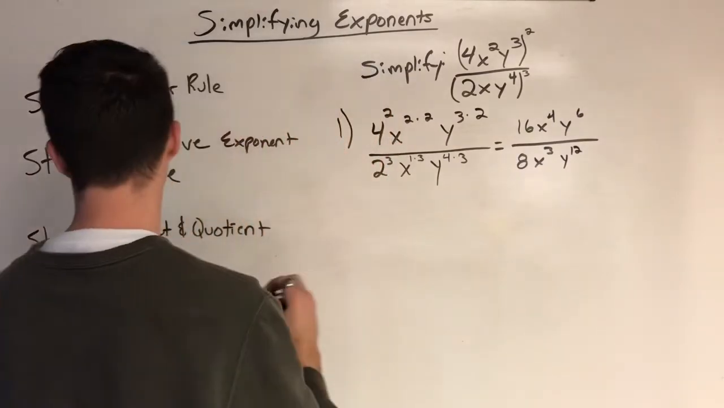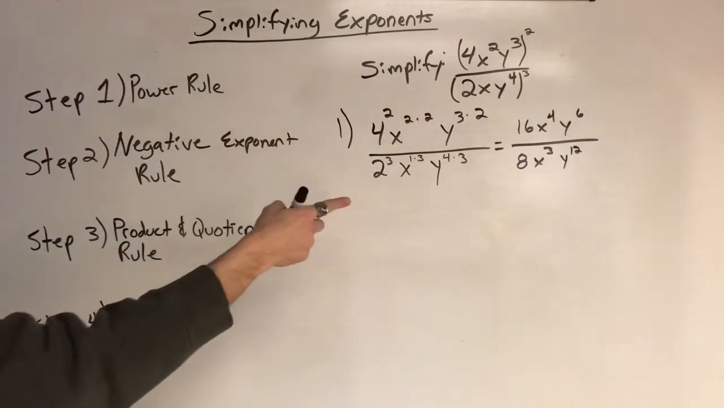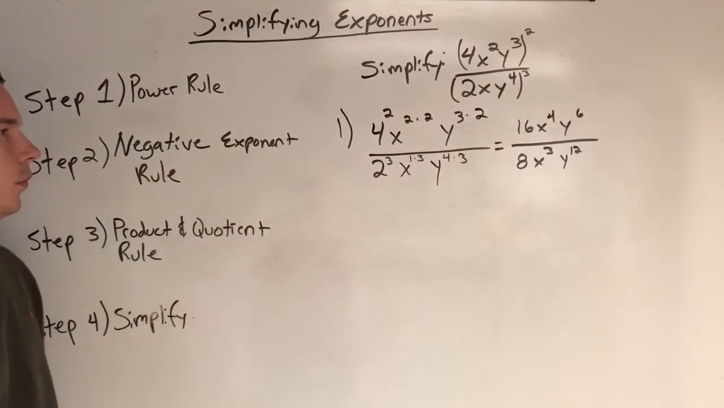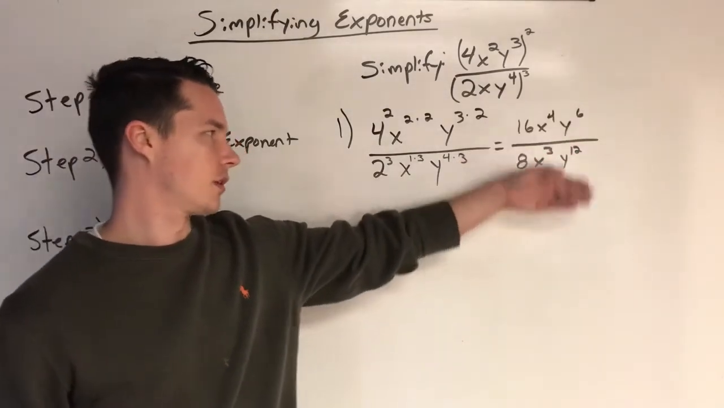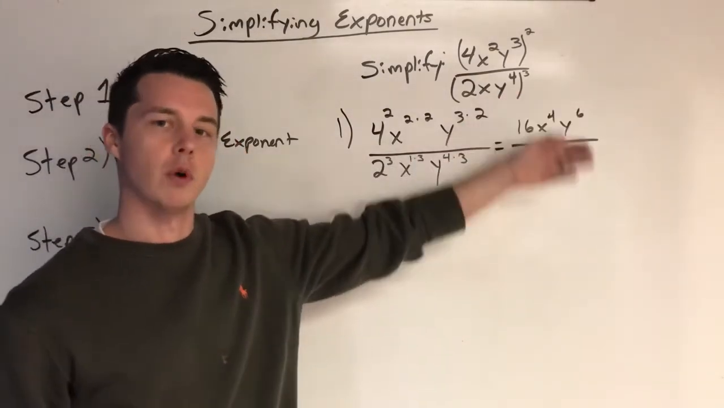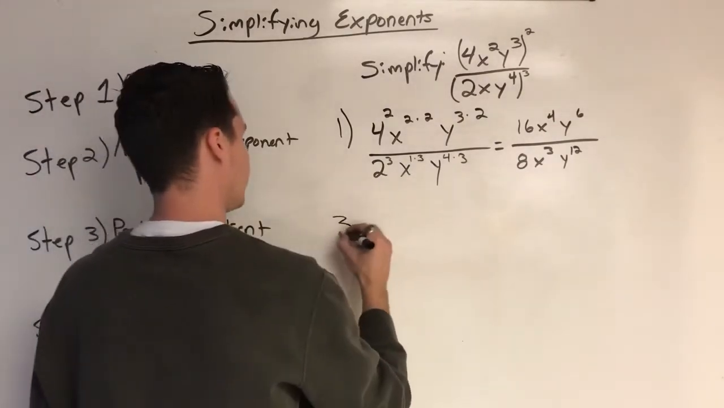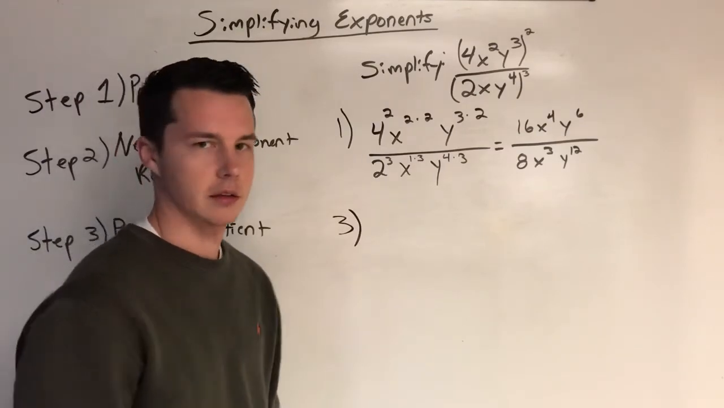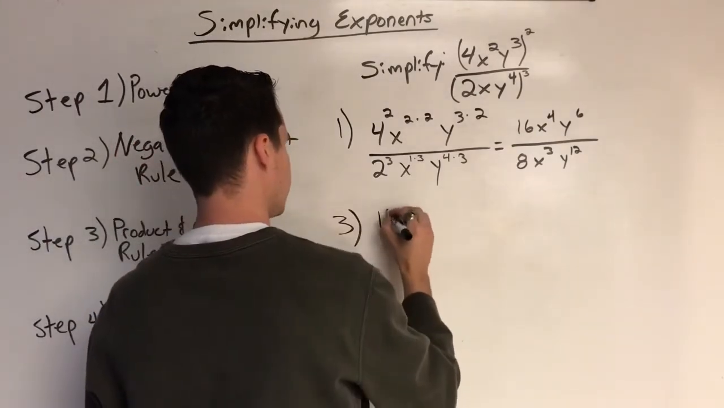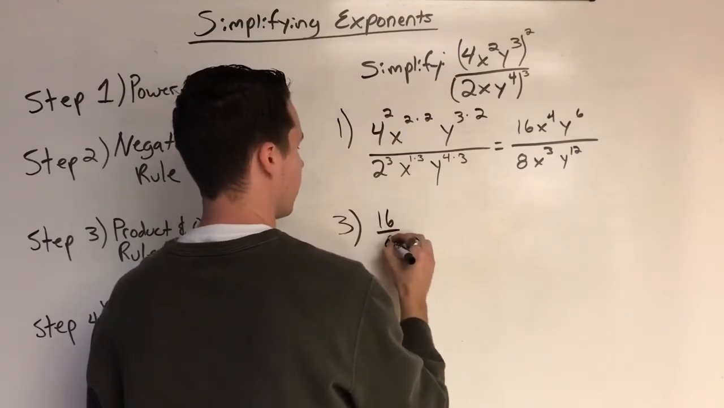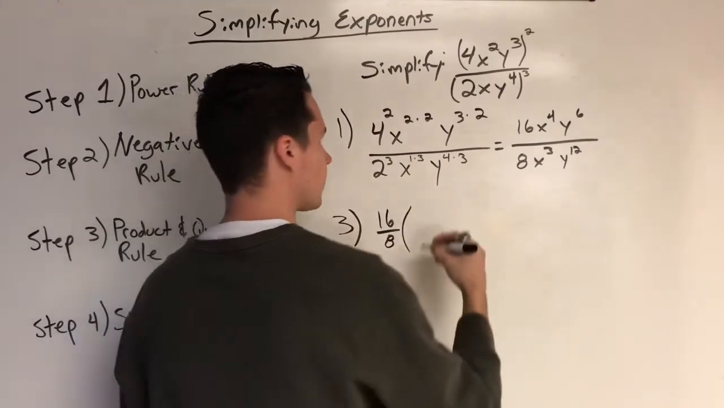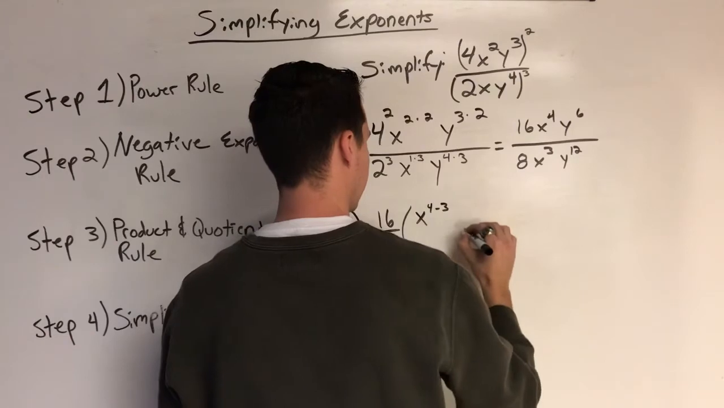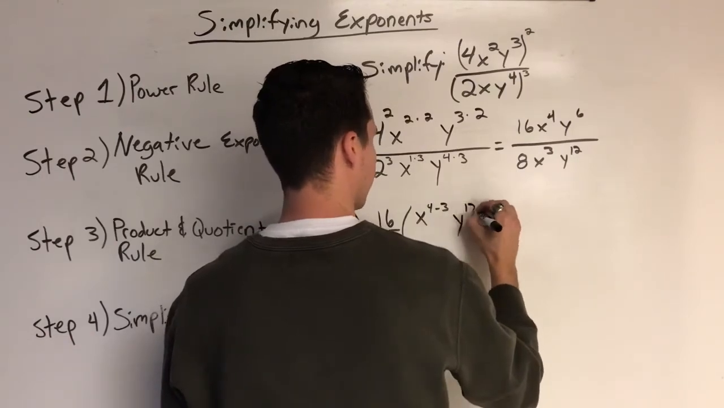Alrighty. So now, like I said, we don't have any negative exponents here, so we can skip the negative exponent rule for now. Step 3 is the product and the quotient rule. Well, what are we doing to these two terms here? We're just dividing them, so we need to set up the quotient rule. Well, we learned from the quotient rule that anytime we're dividing exponents, we just subtract. So let's rewrite this. We're going to have 16 over 8 on the outside. Just bring it out. And then x to the 4 minus 3, y to the 12 minus 6.